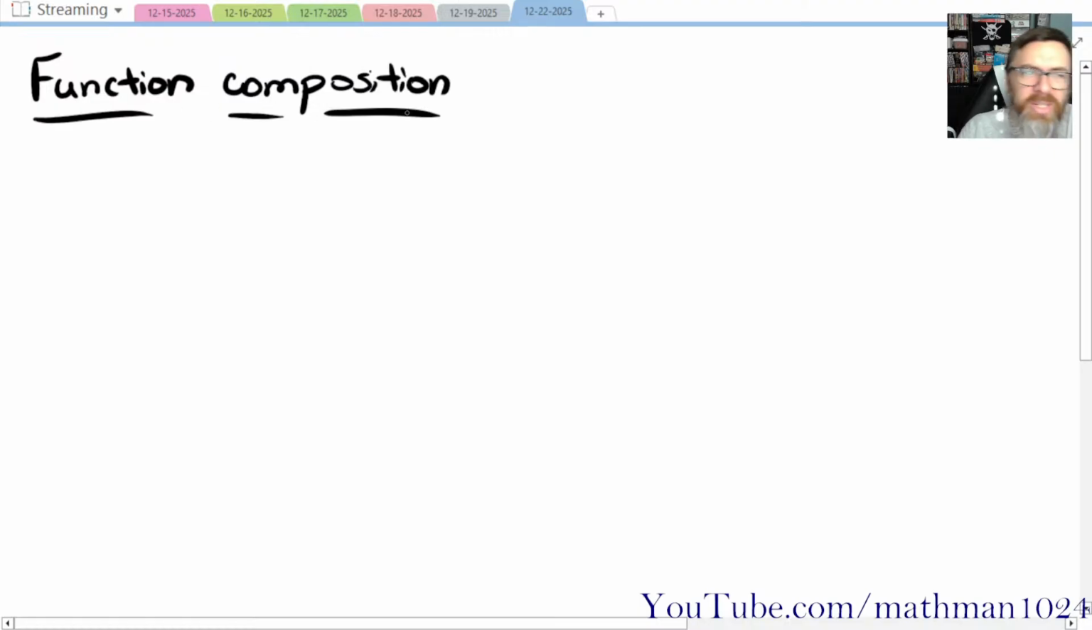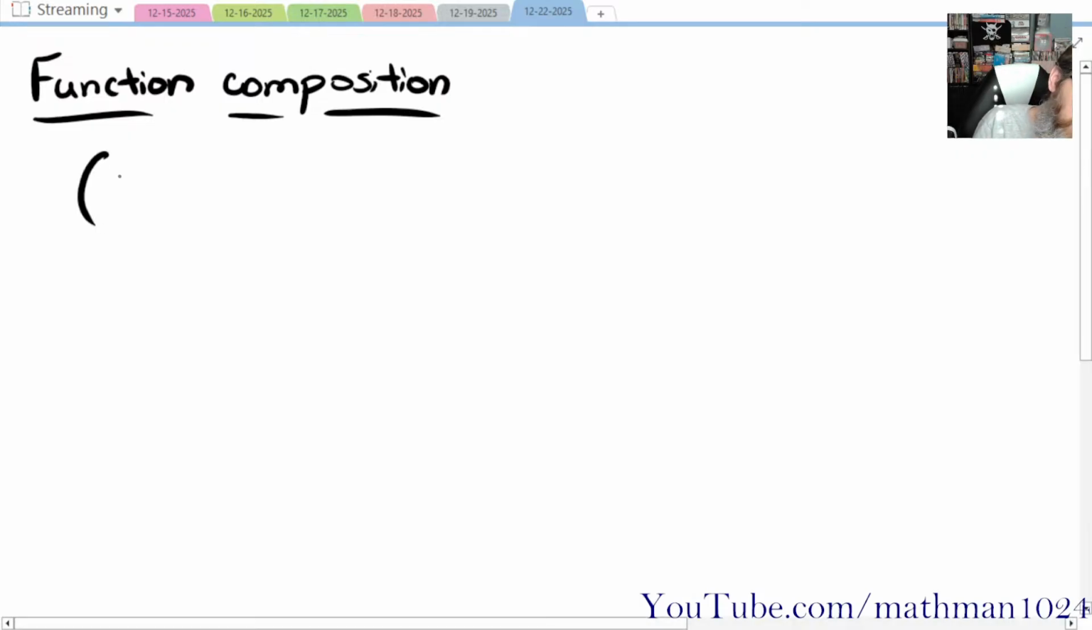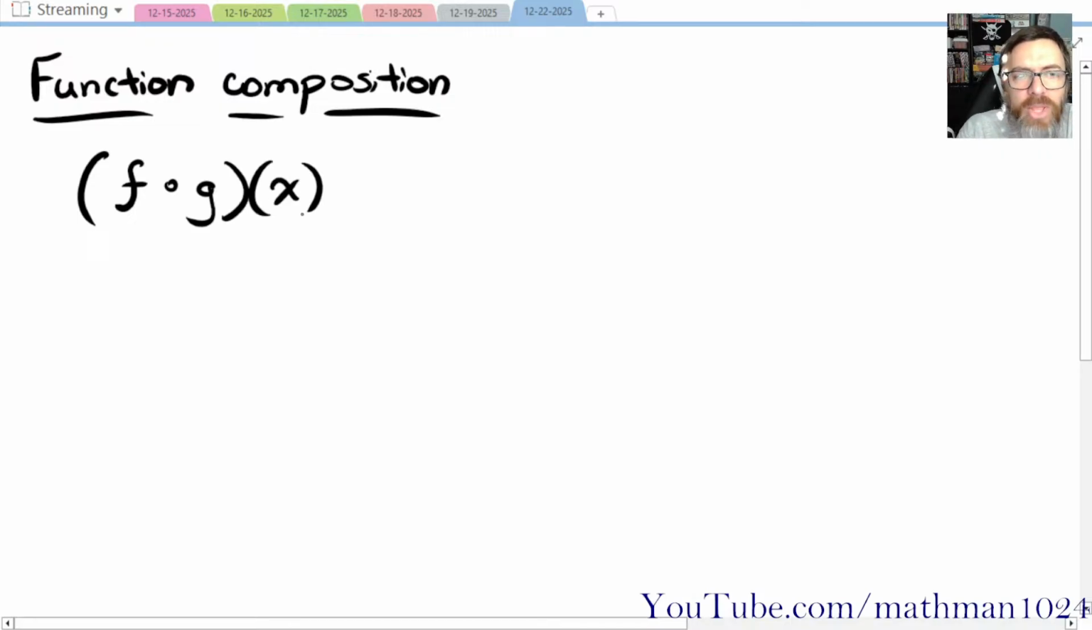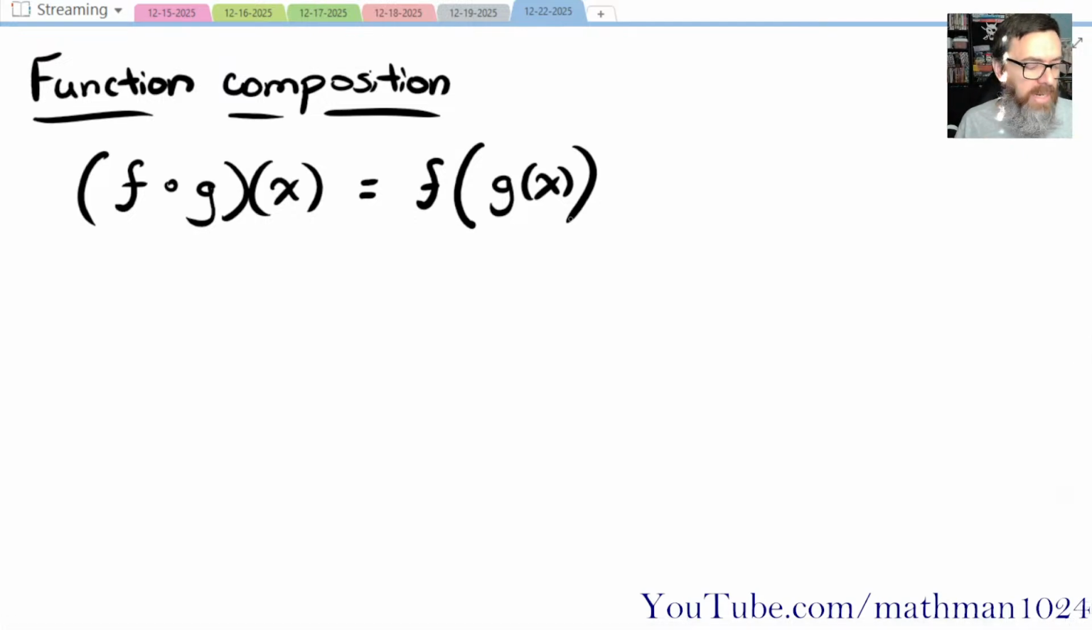So function composition looks very similar to what we did with function operations, but it's not quite the same. You're going to see notation that looks like this: f, a little open circle, g, and then of x. The way that we read this is f of g of x. So we write that, literally what I'm saying, f of g of x. So essentially what you're doing is that you're taking one function and you're kind of stuffing it inside of another function. I refer to this as a mathematical turducken.